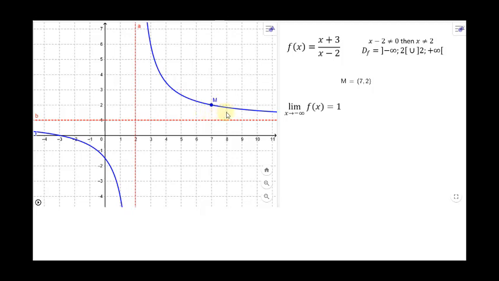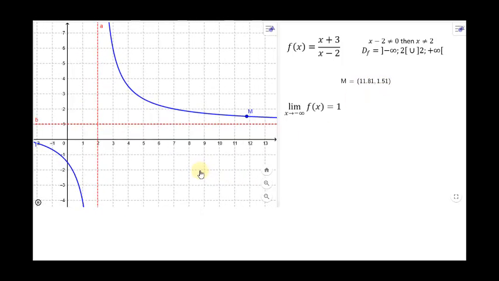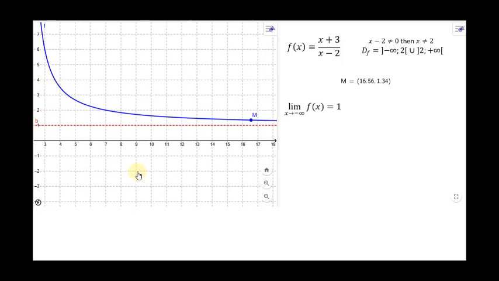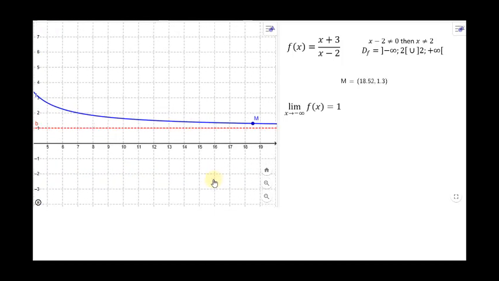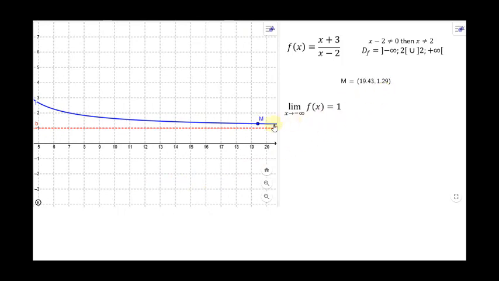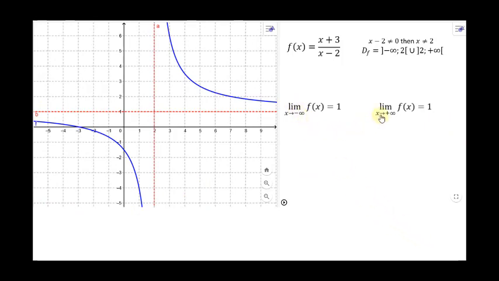Now let us see it from the other side. Let M also be a variable point on the curve of the function f. Here M has coordinates (7, 2). Let us see what will happen if x of M increases. Now x of M is increasing, and let us see what will happen to y of M. As x of M tends to plus infinity, y of M is approaching 1 from above. So we can write it as a limit: as x tends to plus infinity of f of x is equal to 1.